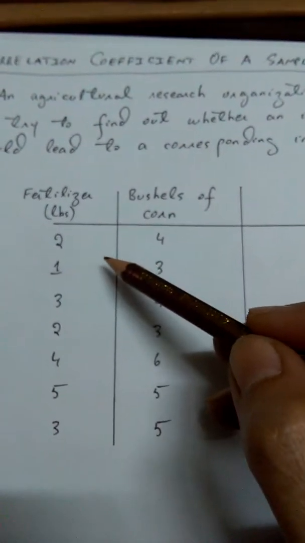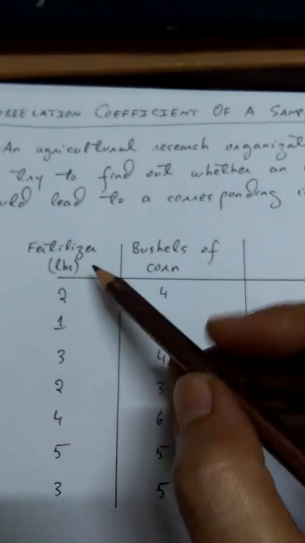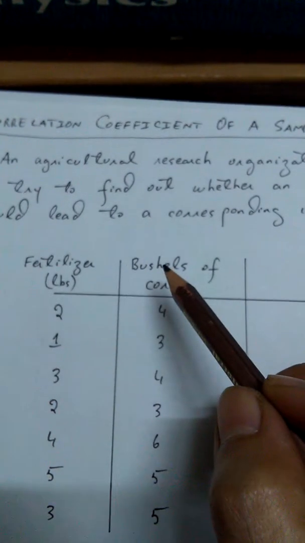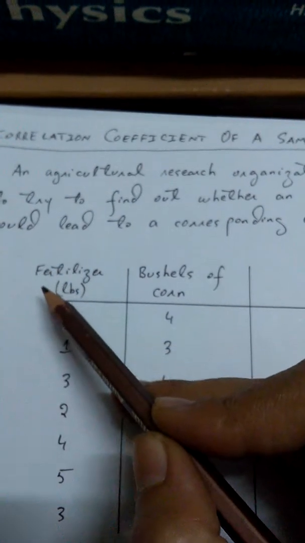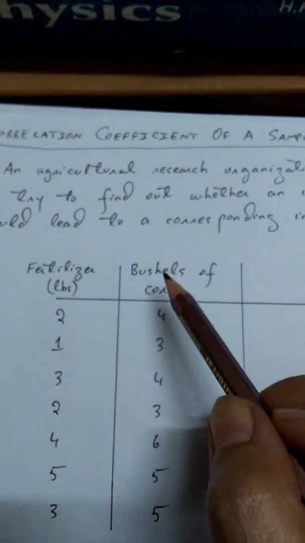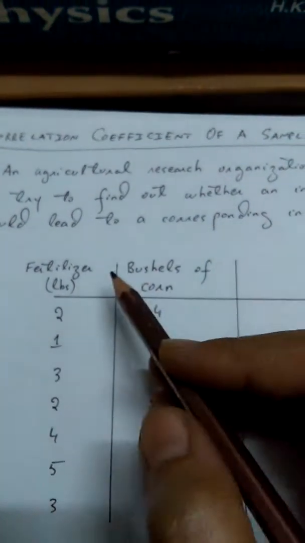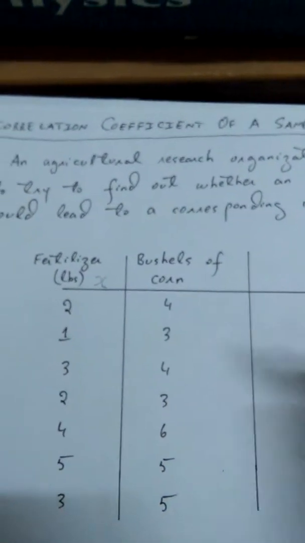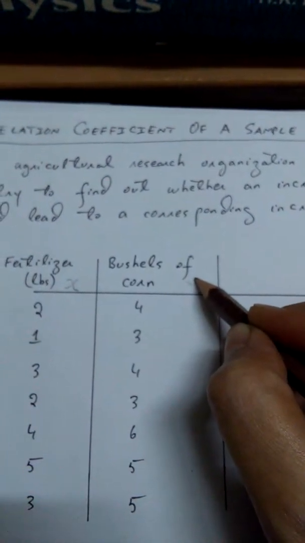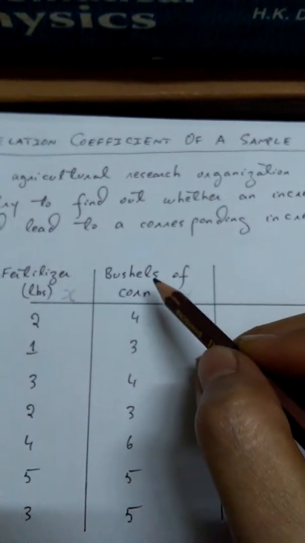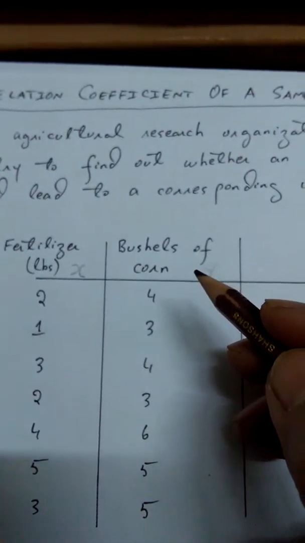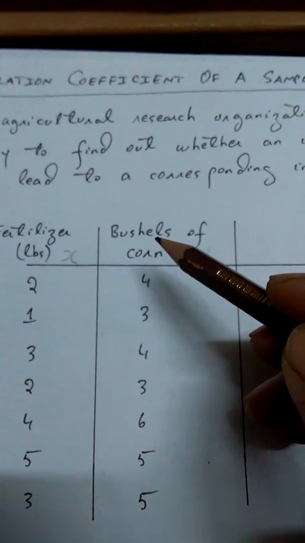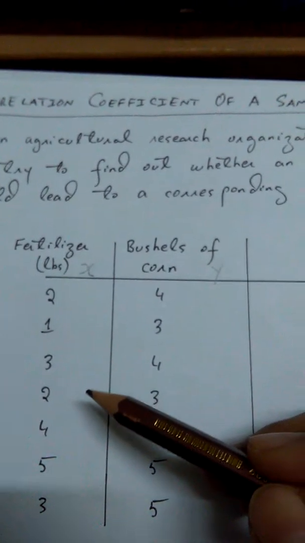Now we have to decide which quantity is independent and which is dependent. The quantity of fertilizer is responsible for the increase or decrease in the bushels, or the production. So this is the independent variable, which we call x, and this is the dependent variable, which we call y. These are the ordered pairs that we plot on a 2D plane, and then we see the nature of the scatter points. Then we find the line of best fit.